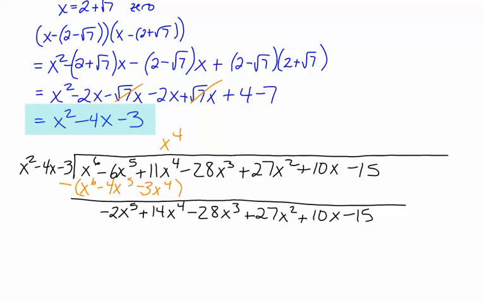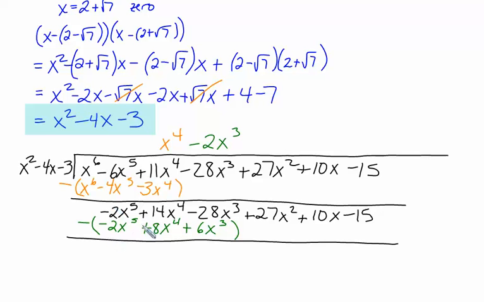Then negative 2x to the 5th divided by x squared will be a negative 2x cubed. So we'll line that up in the quotient. We'll multiply accordingly. Those first two things should always match identically. We'll have plus 8x to the 4th and plus 6x cubed. Subtracting, make sure you distribute that negative when you're subtracting. The negative 2's cancel. 14 minus 8 will be a 6x to the 4th. Negative 28 minus 6 will be a negative 34x cubed. Carry the other terms along for the ride.